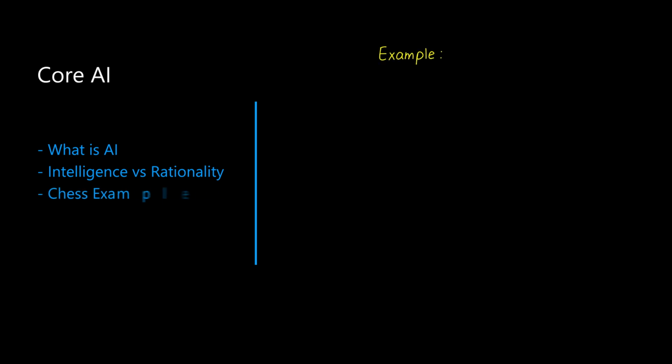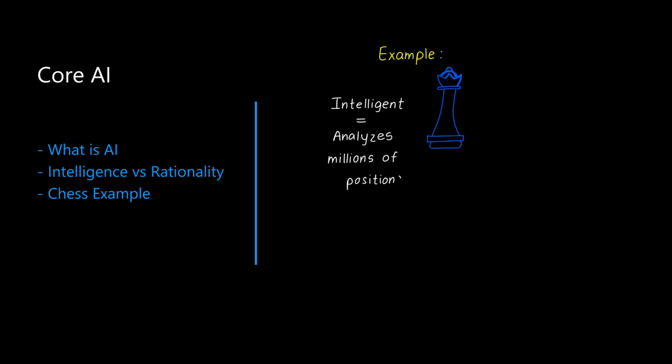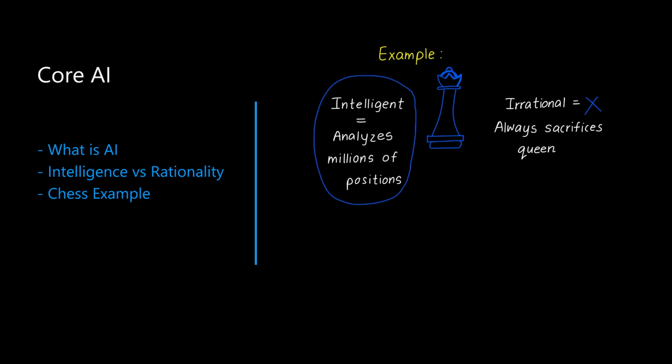Think of it this way: a chess computer is intelligent because it can analyze millions of positions, but if it's programmed to always sacrifice its queen regardless of the situation, that's irrational. Intelligence is about capability. Rationality is about using that capability to make decisions that actually make sense. Keep those separate in your mind.